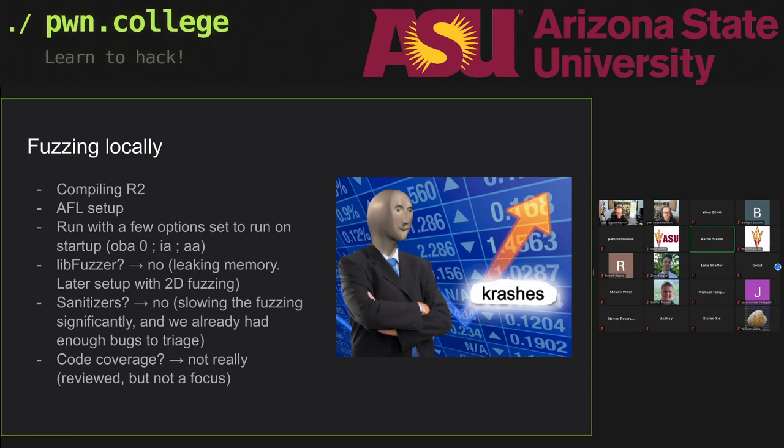So we abandoned it for the time being. We did later set up some two-dimensional fuzzing, which we'll talk about later, but think of it like fuzzing the inputs at the same time as the binary itself.